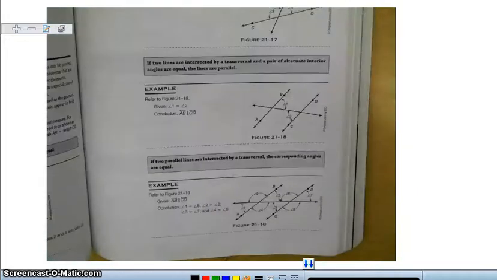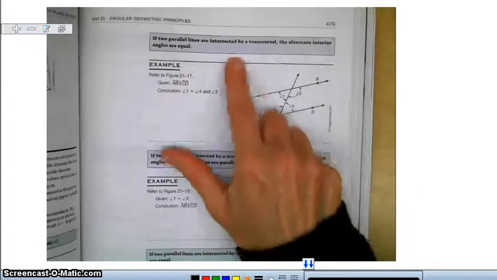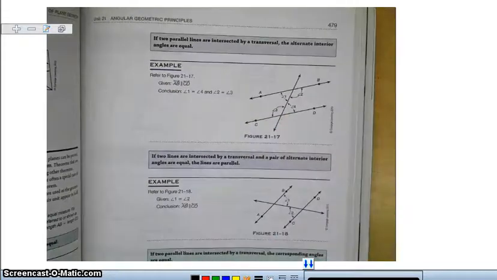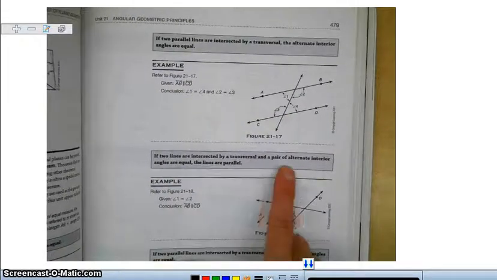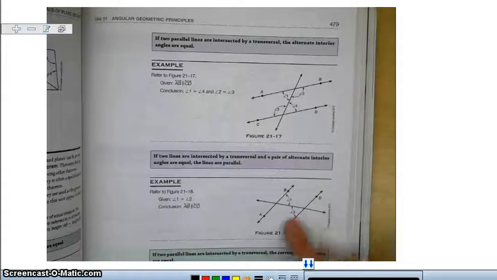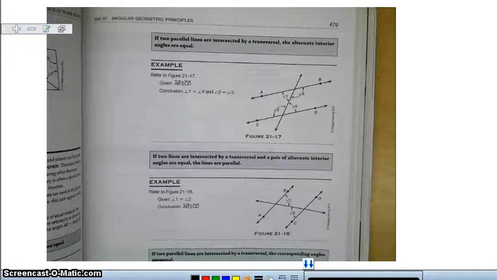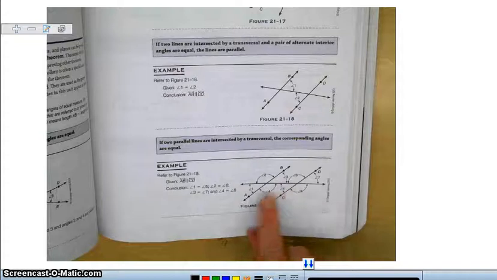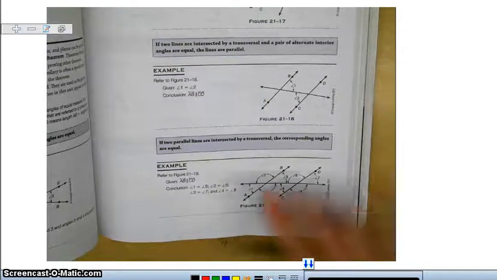And then over here, if two parallel lines are intersected by a transversal, the alternate interior angles are equal. So those alternate ones were equal. If two lines are intersected by a transversal and a pair of alternate interior angles are equal, the lines are parallel. So parallel means they're lines that never cross. And then if two parallel lines are intersected by a transversal, the corresponding angles are equal. Corresponding would be the ones that are inside the two lines, but they're on the same side of the transversal. So these are things we'll refer to when doing our examples.